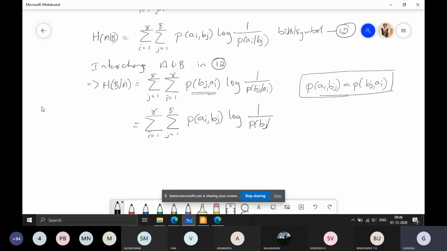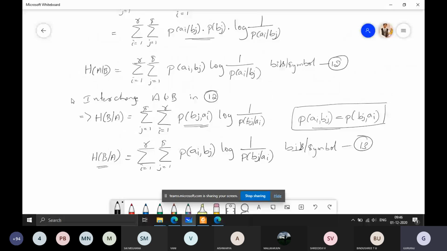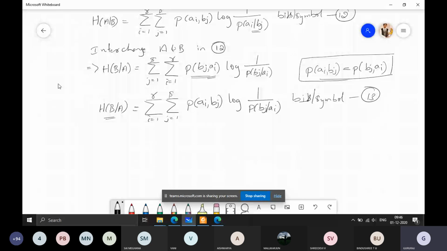So write down the units, bits per symbol. You can call this equation number 30. So this is H of B by A. So H of A by B, we'll use the input conditional probabilities. If the input conditional probabilities are not known, then you can use the output conditional probabilities to find out H of B by A. H of B by A is also known as equivocation only. So now what is this equivocation?